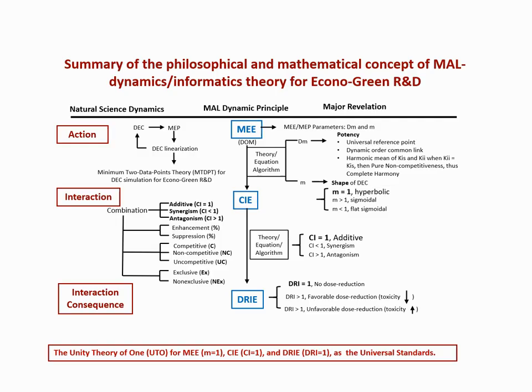This diagram shows how the Michaelis-Menten equation, combination in the equation, and dose reduction in the equation have unlimited applications. And all 3 unified equations use 1 as universal standard. This leads to the unity of 1 theory for the mathematical and the philosophical concepts.